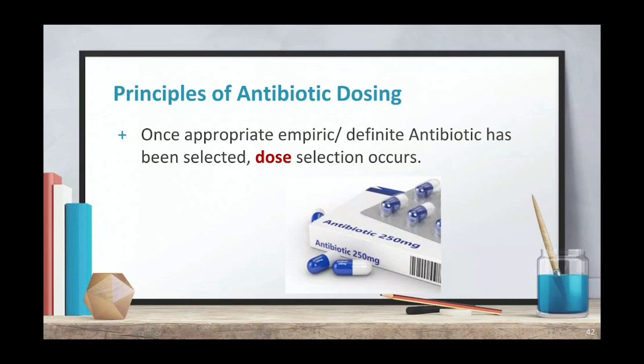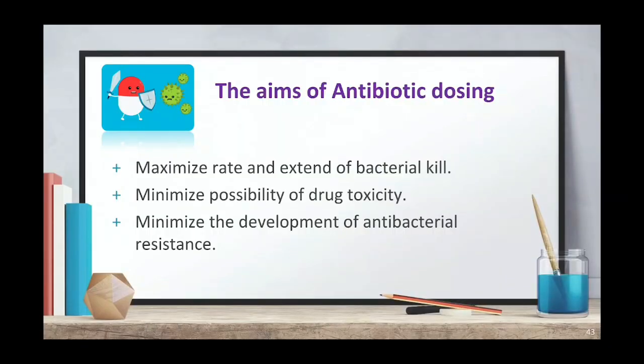So far we have discussed how to choose an antibiotic. Once an appropriate empiric or definite antibiotic has been selected, dose selection occurs. So the aims of antibiotic dosing are to maximize the rate and extent of bacterial kill, minimize the possibility of drug toxicity, and minimize the development of antibacterial resistance.